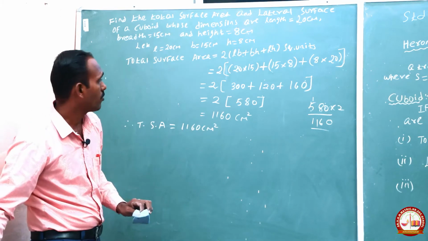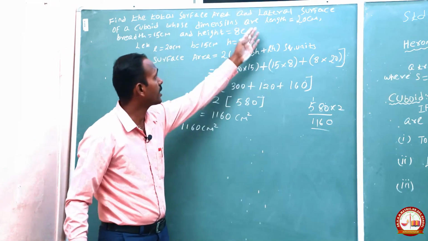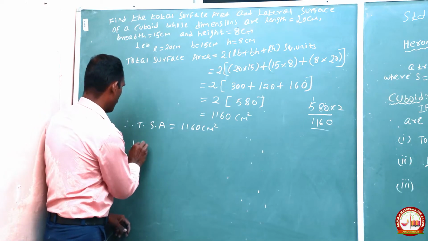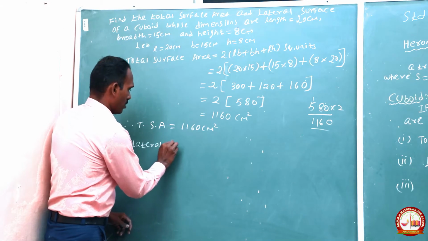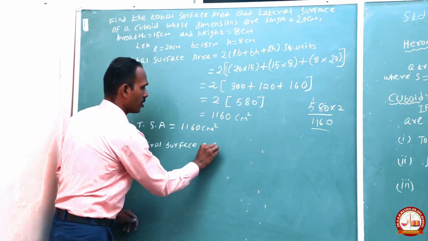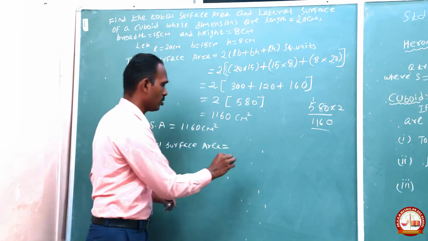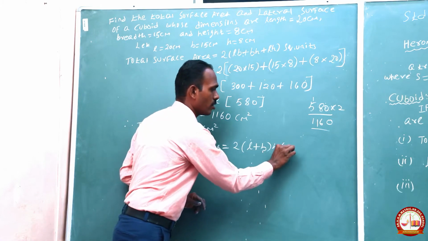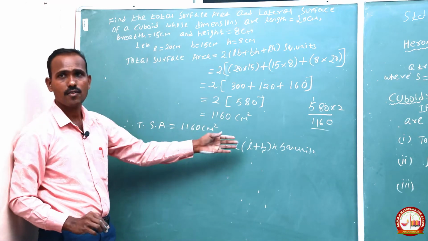Okay, next we find the LSA, lateral surface area. Lateral surface area equal to, what is the formula? Lateral surface area equal to 2 into (L plus B) into H square units. Okay, this is the lateral surface area formula.